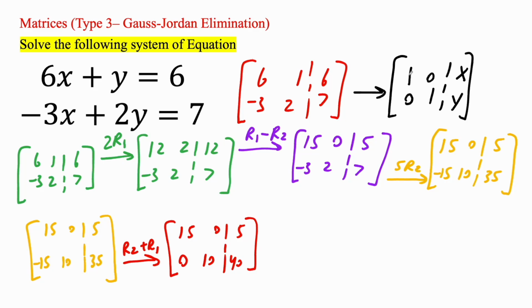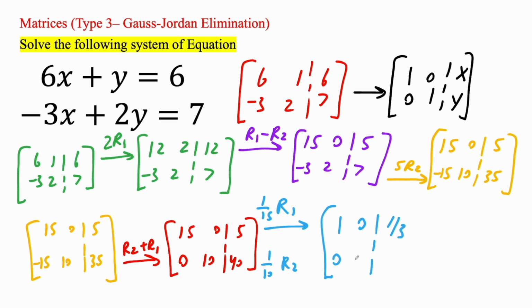I want this piece to be 1. I want this piece to be 1. And so let's do two things. I'm going to take row 1 and multiply by 1/15. And with row 2, I'm going to multiply by 1/10. So 15 times 1/15 will get 1. 0 times 1/15 we get 0, dash, dash, dash. 5 times 1/15 we get 1/3. 0 times a tenth is still 0. 10 times a tenth is 1. 40 divided by 10 is 4. And so finally we're done. So x will correspond to 1/3 and y will correspond to 4.